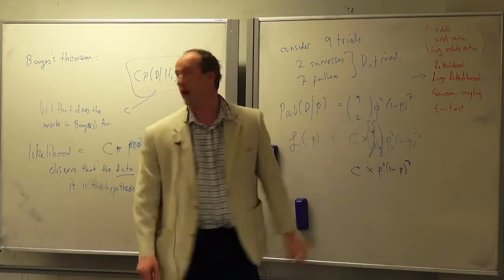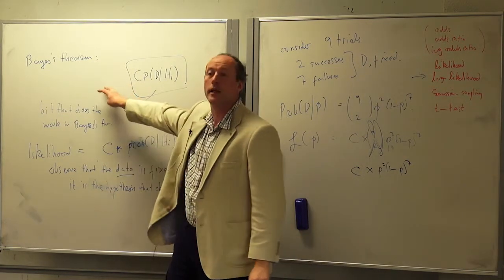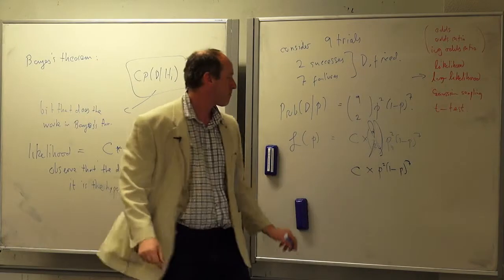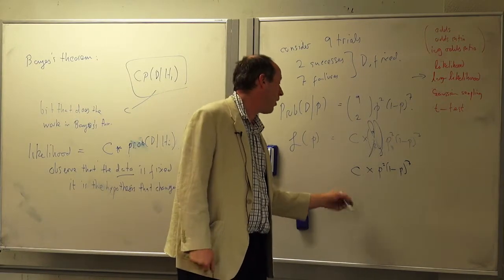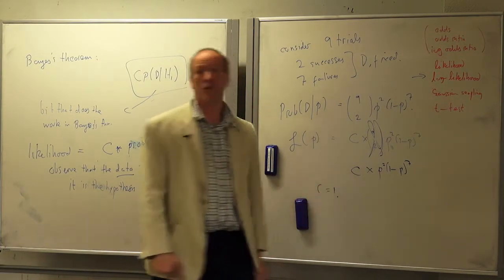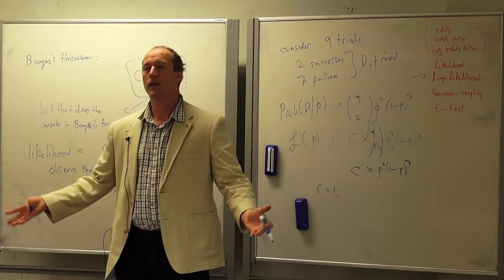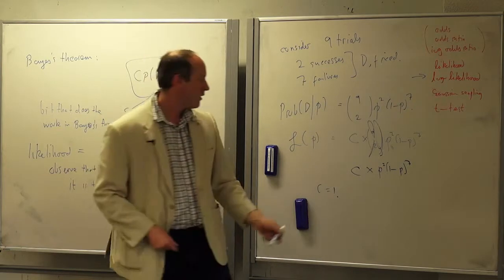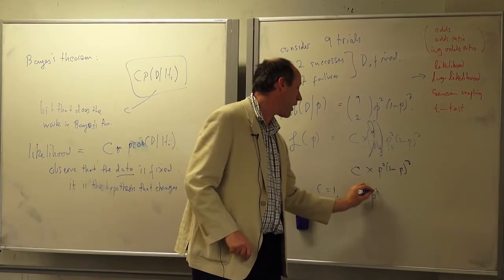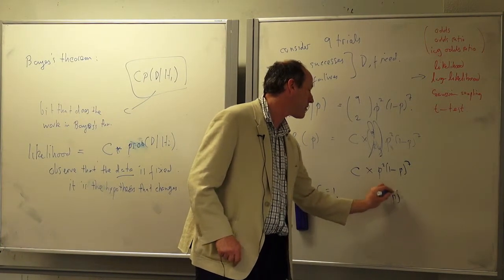Because that constant there, that's all the bit that I chucked out from Bayes' theorem. So I may as well say C equals 1. Why not C equals 1? Because that's nice and easy. I can't say 0. That would be my first choice, but then again, it would collapse down to nothing. So I've got P squared 1 minus P to the power 7.